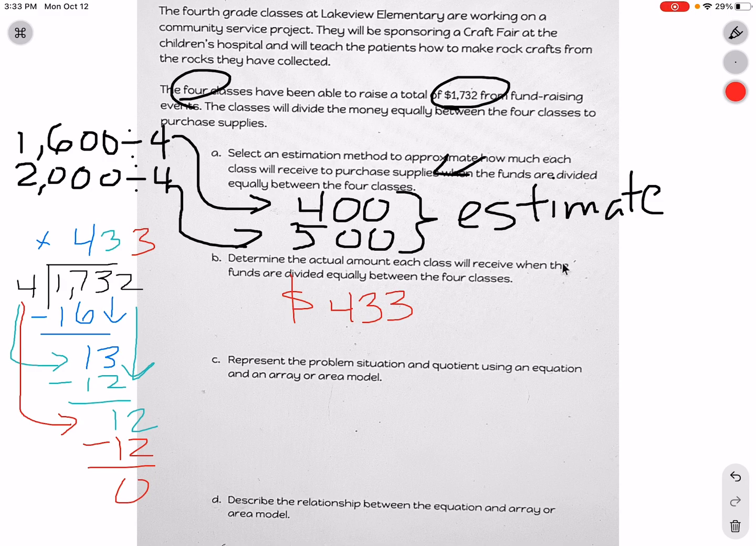You could check yourself by multiplying 433 times 4. I suspect if you do that, you are going to get the answer, which is the dividend, 1,732. We're going to show this problem a different way. We know how to show it as an equation. We're just going to look at it like this.